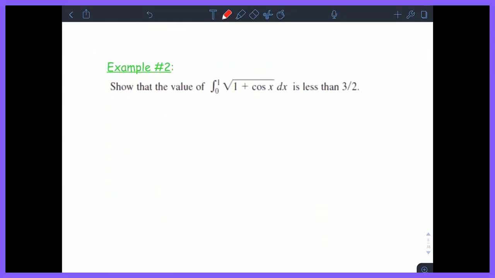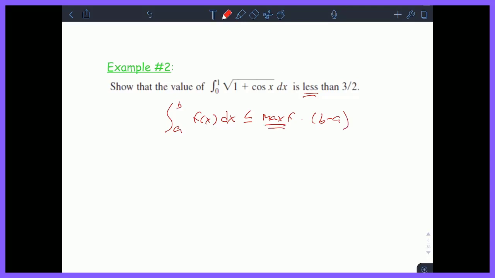Example 2. Show that the value of the integral from 0 to 1 of the square root of 1 plus cosine x dx is less than 3/2. Whenever you're trying to show that an integral is greater or less than a certain number, you're using the max-min rule. So I'm just going to use the right side inequality because I'm trying to prove it's less than something. So I'll just write the theorem: the integral from a to b of f of x dx is less than or equal to the max value of f times the difference of your bounds.